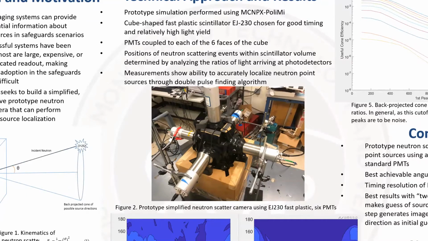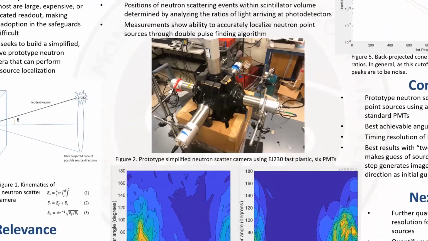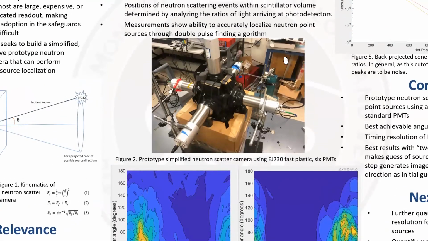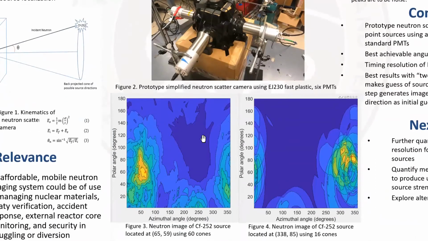So this prototype has been quite successful in its imaging ability. We can look down here at a few images produced. What you're seeing here is essentially a projection of the space surrounding the detector. The azimuthal angle represents the area around these 4 PMTs here, and of course, the polar angle is measured from the top to the bottom PMT.